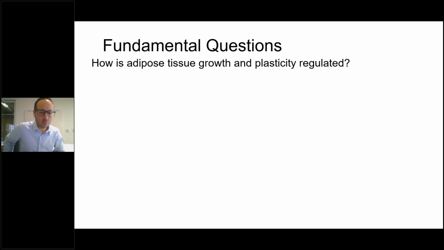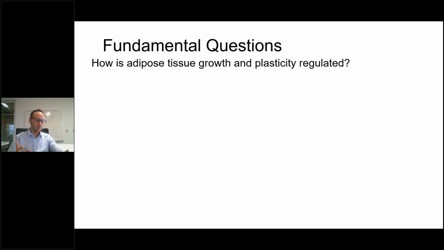So for the rest of the talk, we'll be focusing on the more molecular and cellular aspects of adipose tissue biology, as Greg mentioned. And this brings some fundamental questions that are being addressed in the rest of our issue in this biochemical collection on adipose tissue biology.